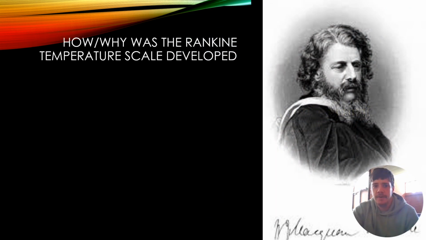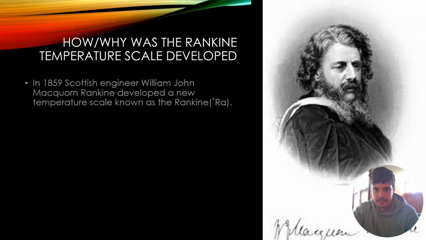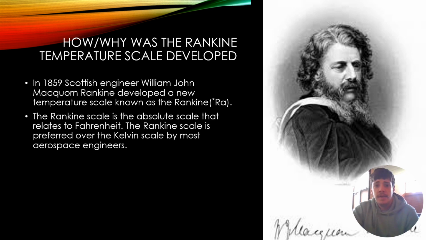How and why was the Rankine temperature scale developed? In 1859, Scottish engineer William John Macquorn Rankine developed a new temperature scale known as Rankine. As you can see, I used the unit Ra to clear up any confusion on Romers or Reamurs, which is Ro or Re. The Rankine scale is the absolute scale that relates to Fahrenheit.